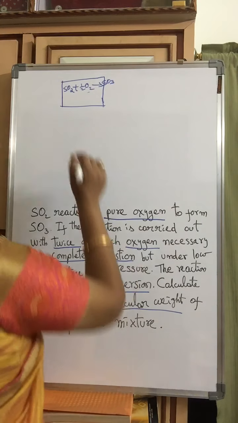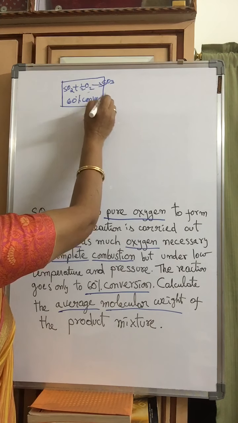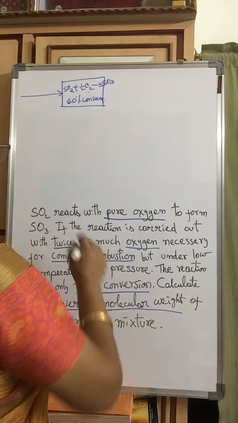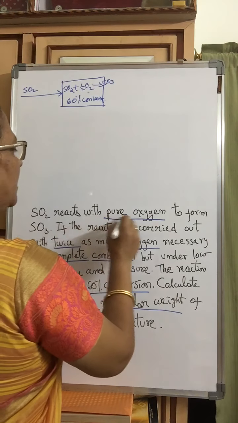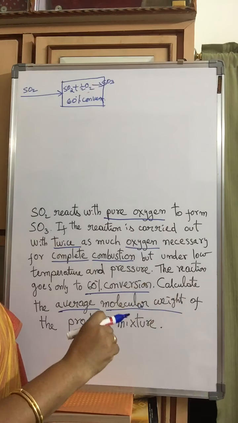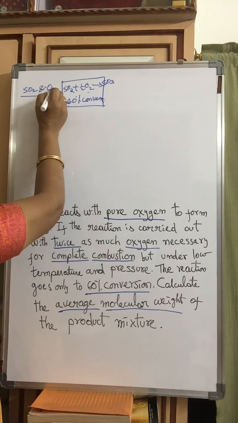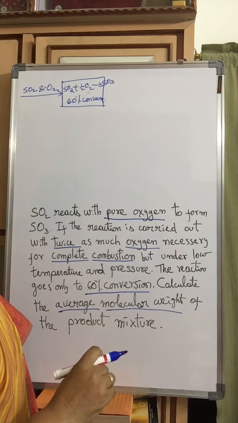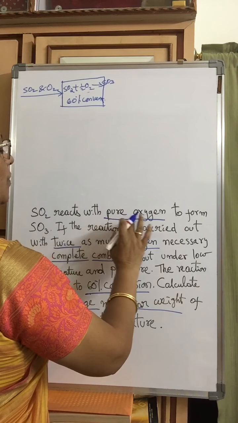Now the conversion is 60%. So what is entering this process? One is SO2, the actual reactant, and it is reacted with pure oxygen, not air. In the last class problems, air was supplied. Here pure oxygen was supplied, so only oxygen, no nitrogen. So this problem will be a little simple compared to the last class problem.